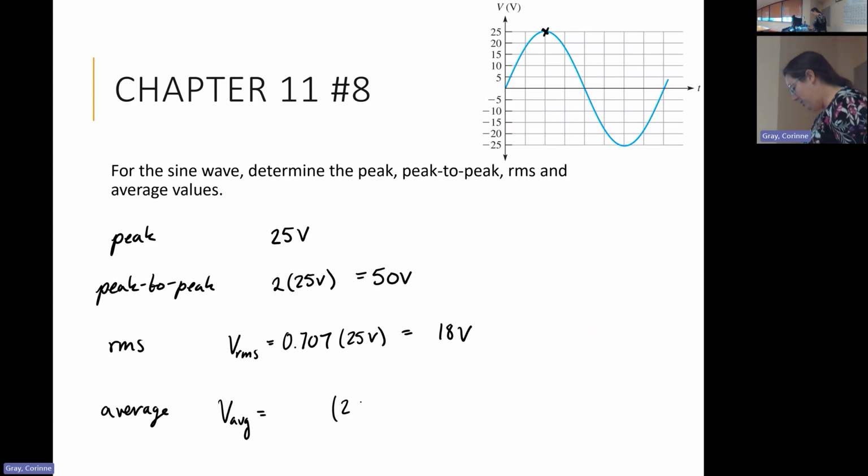So for the average, I still have my peak value of 25 volts. What should the constant in front be? 2 over pi. Again, we're typically going to want to start with the numerical values. So what is it? 0.64. So rounding that to 2 sig figs, what should you get?